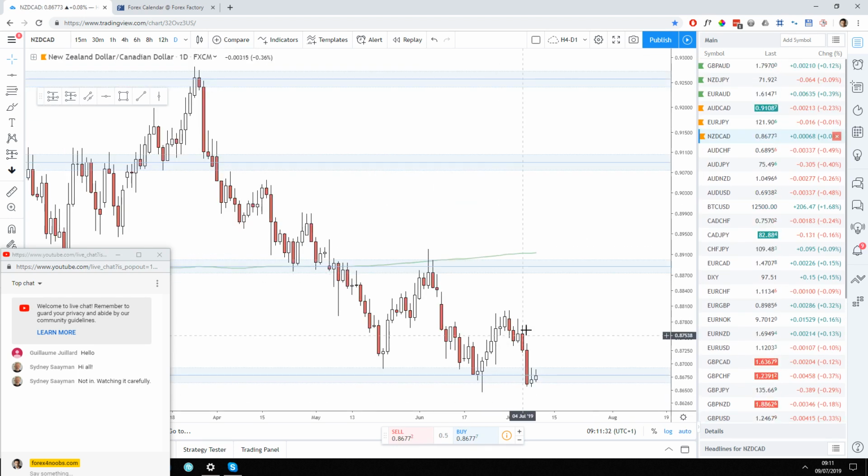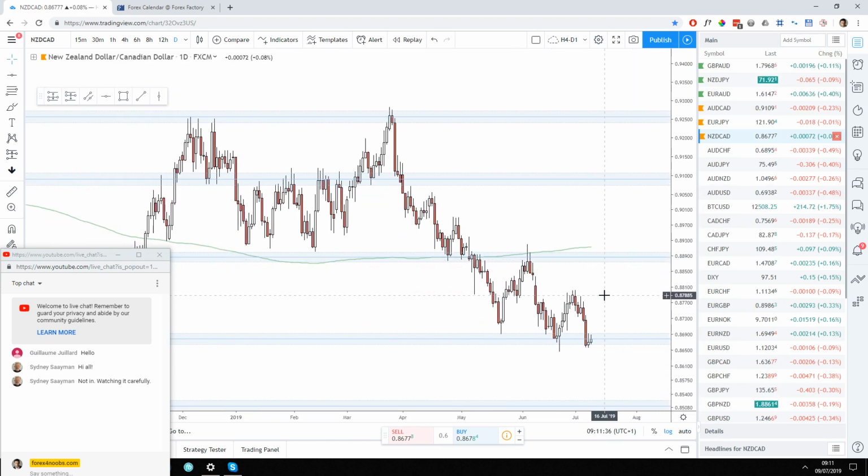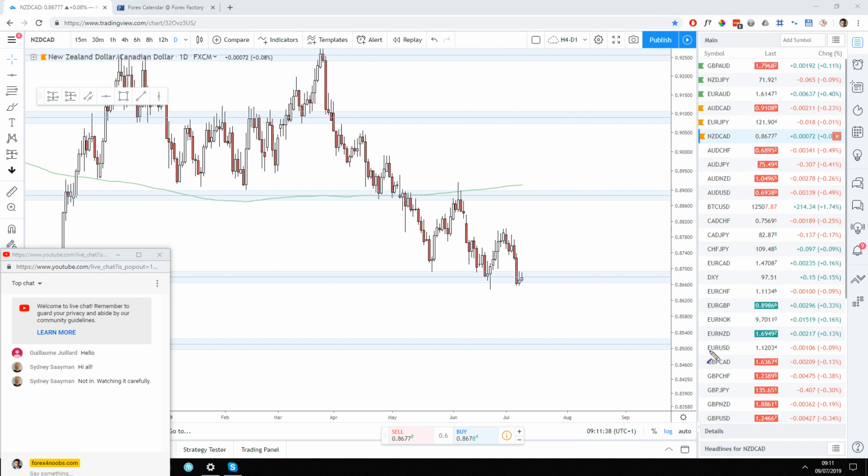New Zealand CAD. This one looks a bit more interesting. We got a counter trend reversal forming on New Zealand CAD. It's a counter to this big bearish trend, but this trend seems to be losing a bit of steam because it's bounced from this area twice and it looks like it's about to bounce a third time. So there's potential long here on New Zealand CAD.